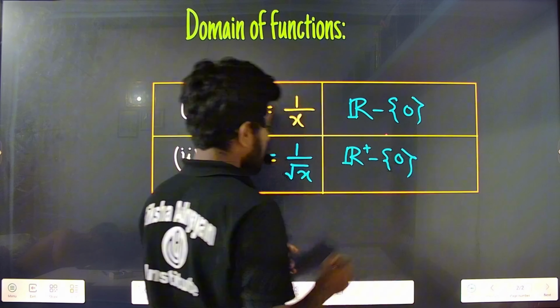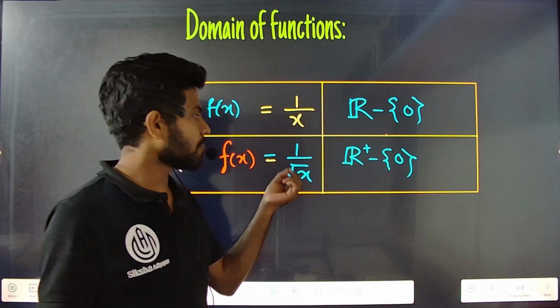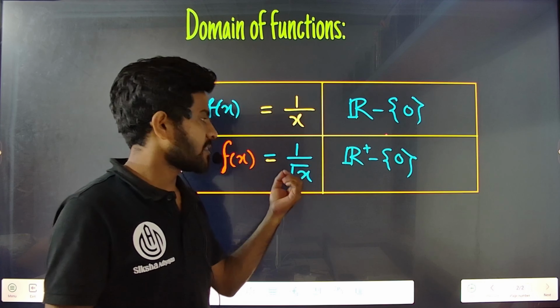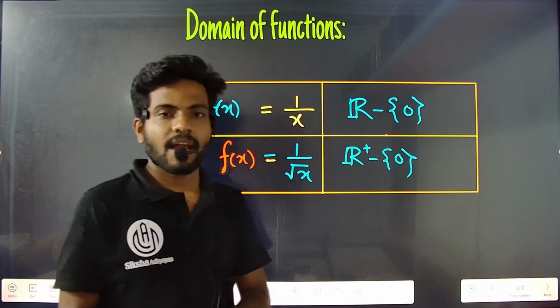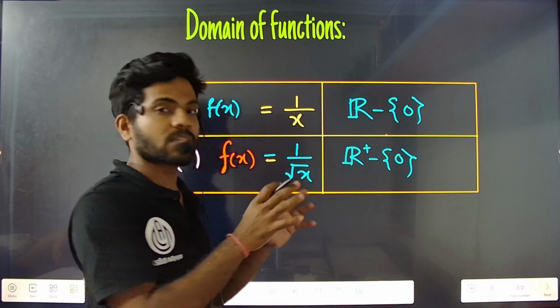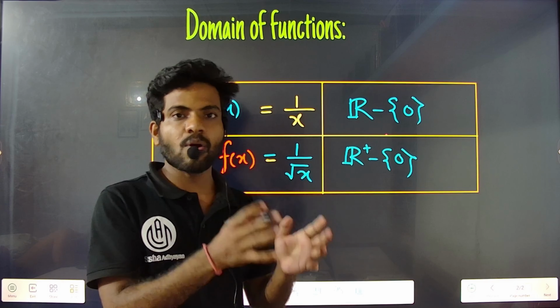Here you also will be unable to take 0 as a member of the domain, because if 0 is taken, then the function becomes undefined. And you have to remember that domain means the values that we will choose for the function to give us output, and the domain means the set of inputs.